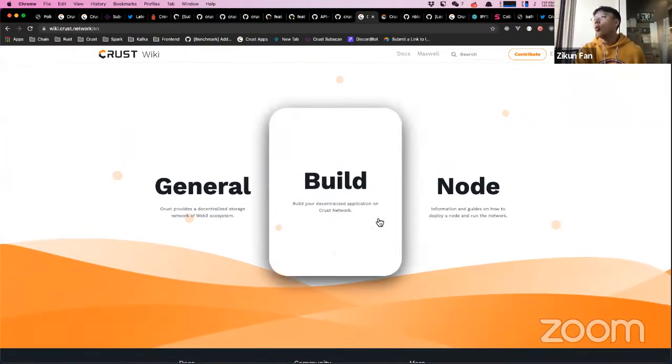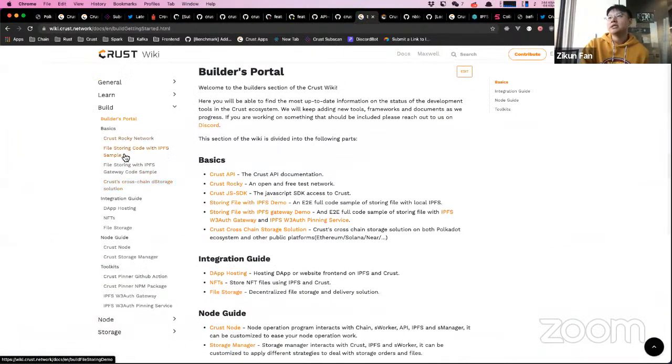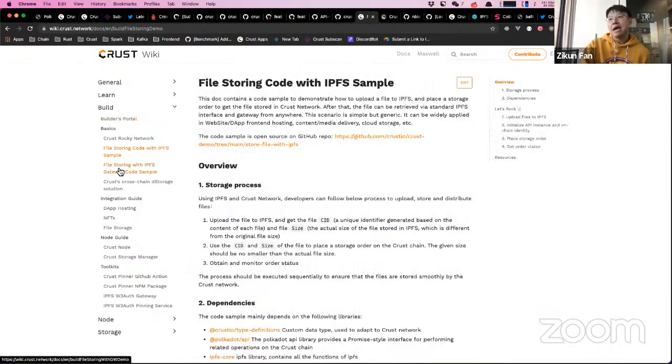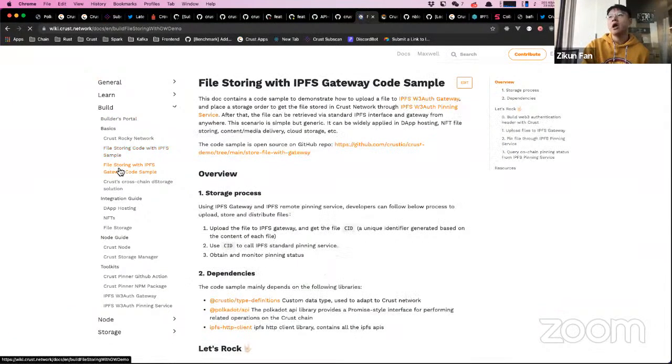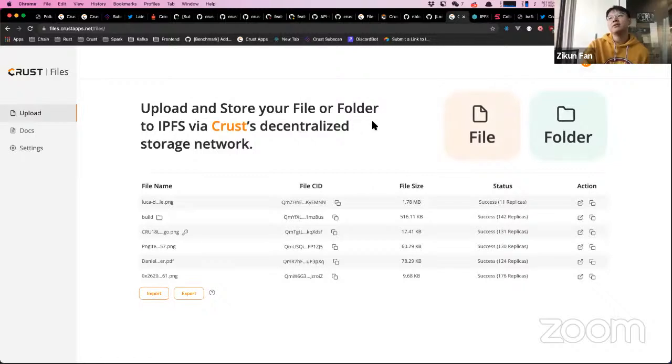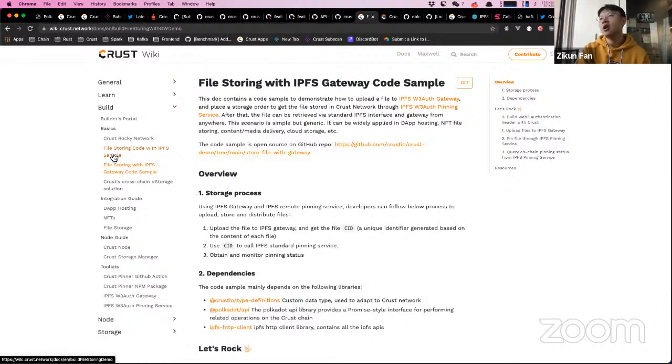Okay, so with the build section of the Crust wiki, you can learn several ways to store your file, both with IPFS and without IPFS. For the one without IPFS, with the decentralized Web3 authentication gateway, I am just showing you in Crust Files. So Crust Files is the backend service. They are using it without IPFS. So with this, they do not need to install IPFS locally on their own. And that's the code sample.